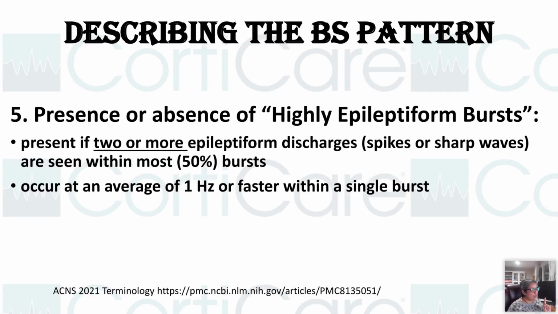It means if you see only one spike or one sharp in your burst, you are not labeling it as highly epileptiform. That is epileptic discharges. But for a burst to be called highly epileptic, there should be 2 or more epileptiform discharges in one burst, and you should see that in more than 50% of the bursts. And these discharges, their frequency is 1 hertz or more in one burst.